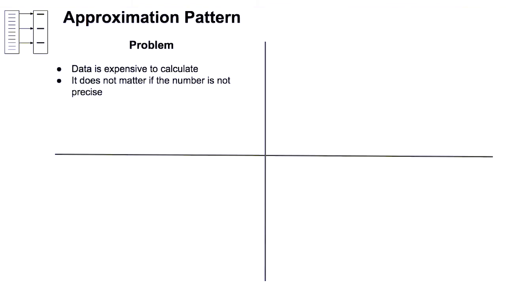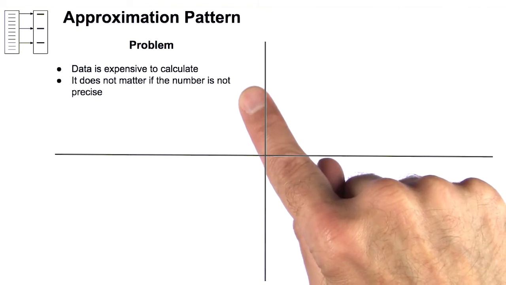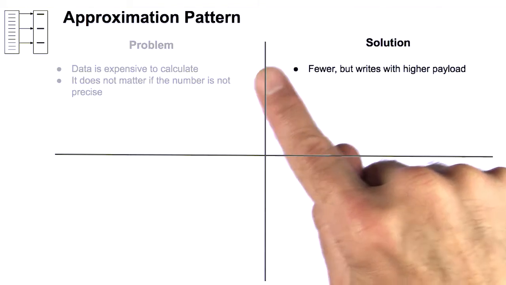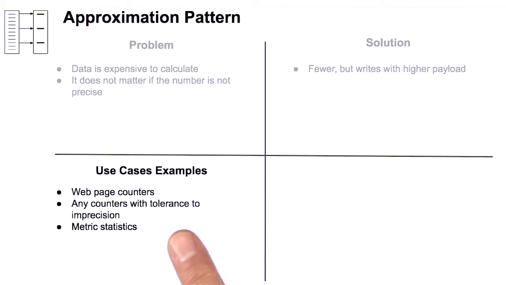The approximation pattern is used whenever there is a significant tolerance to data imprecision, or when an operation is expensive to compute with very little value added by precision. Its implementation is to do fewer writes, but with a higher payload. The application can do the operation every 10 operations, 100 operations, or whatever factor makes sense. Typical use cases for the approximation pattern are web page counters, any counters with tolerance to imprecision, metric, statistics.